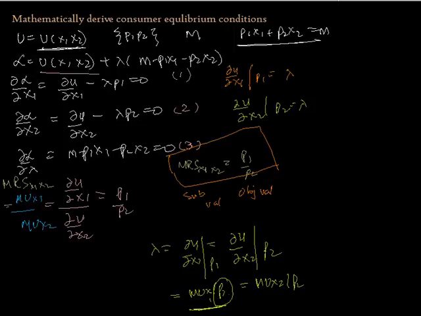So if MU x1 by p1 is greater than MU x2 by p2, it means that the utility you derive from consuming one more unit of x1 is greater than the utility you derive from one more unit of x2. So you will decide to have more of x1. It means that something is not in equilibrium.